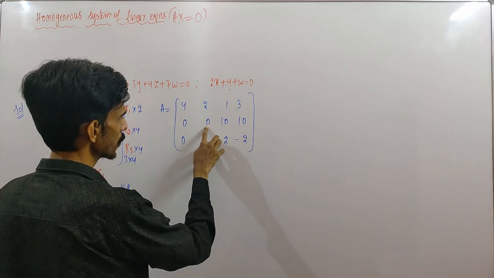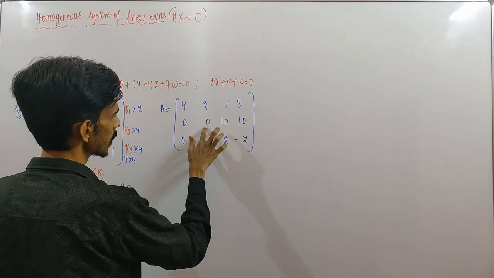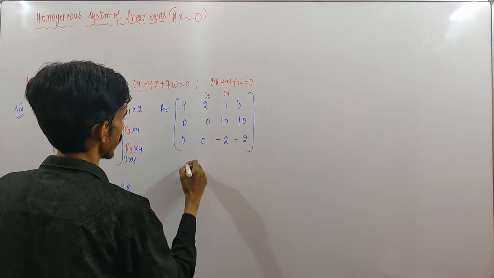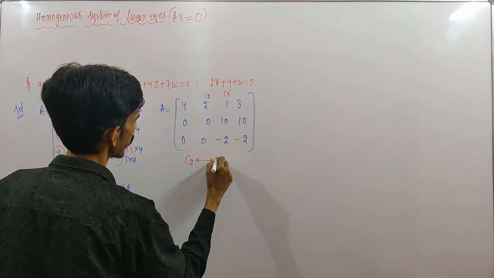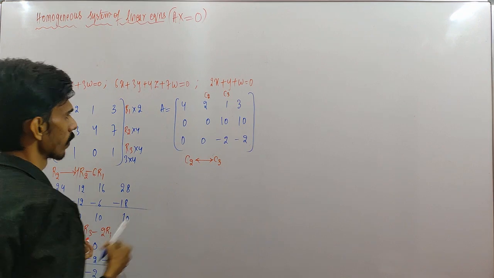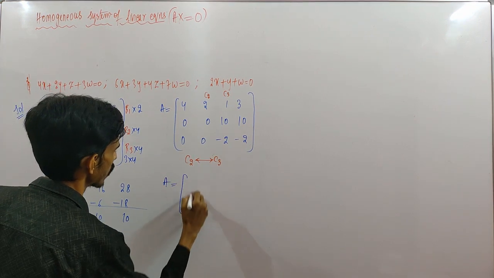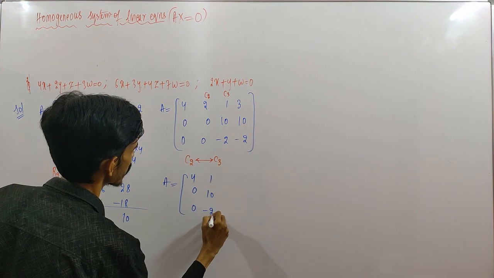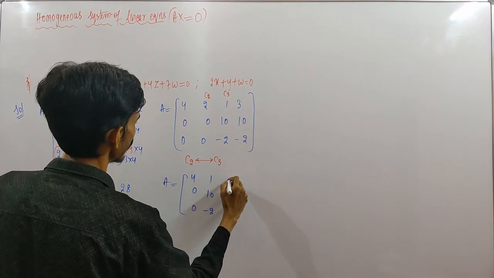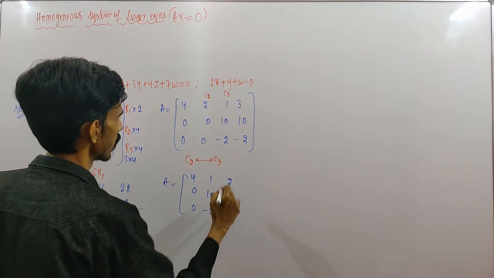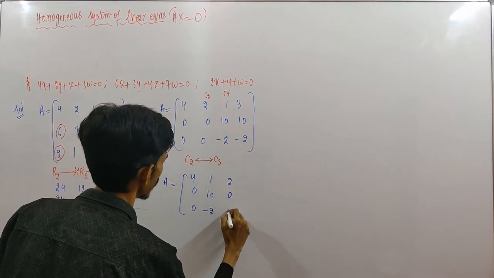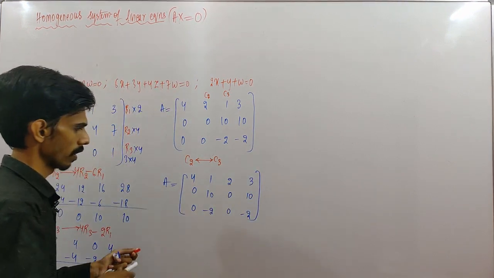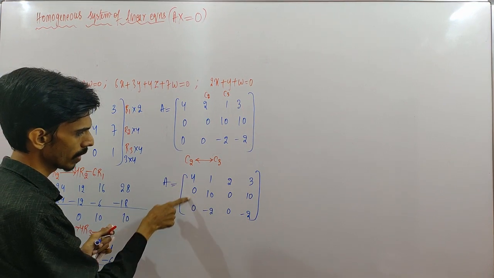Now here I want a non-zero element, so I will interchange this column with this column. Here this is column 2, column 3. Now interchange column 2 and 3. Then we have A as 4 0 0. This is 1 10 minus 2. Here we will have 2 0 0, 3 10 minus 2.